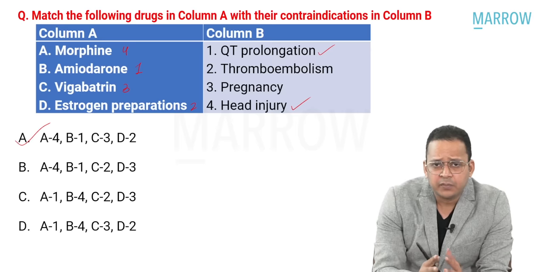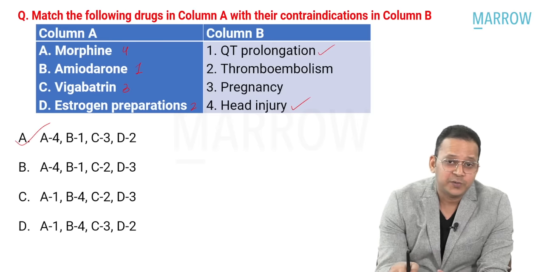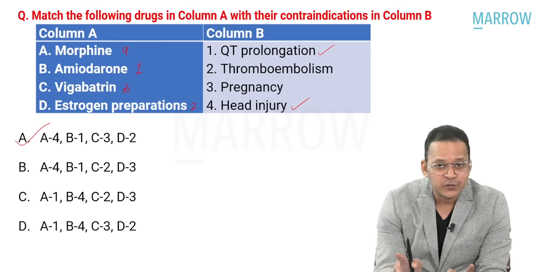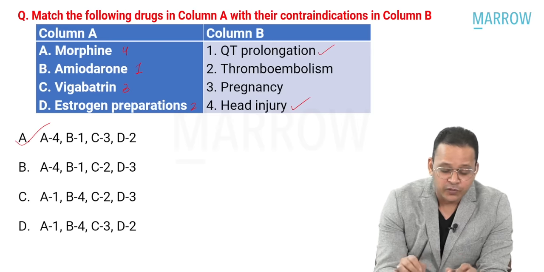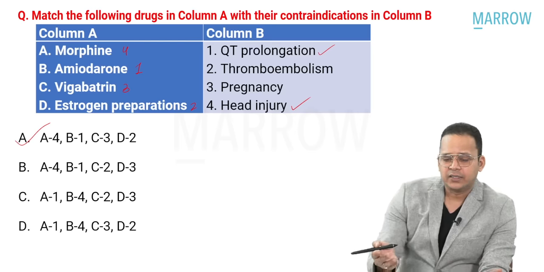So I told you in the beginning, this match the following does increase the complexity of the question a little bit, because it is not one MCQ. It's a mixture of 4 MCQs in one MCQ, right? 4 questions in one question. But they're easier ones, right? You'd agree with me on that. This is not that difficult.